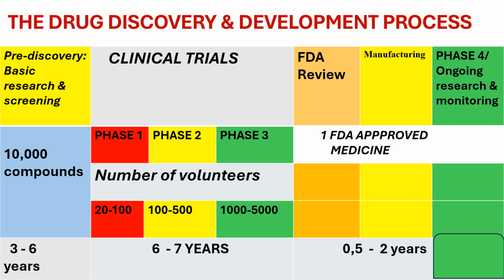Then we move to the next stage, which is FDA review and manufacturing, resulting in one FDA-approved medicine. Then we move to phase 4, which is ongoing research and monitoring. Years required for FDA review and manufacturing: 0.5 to 2 years.